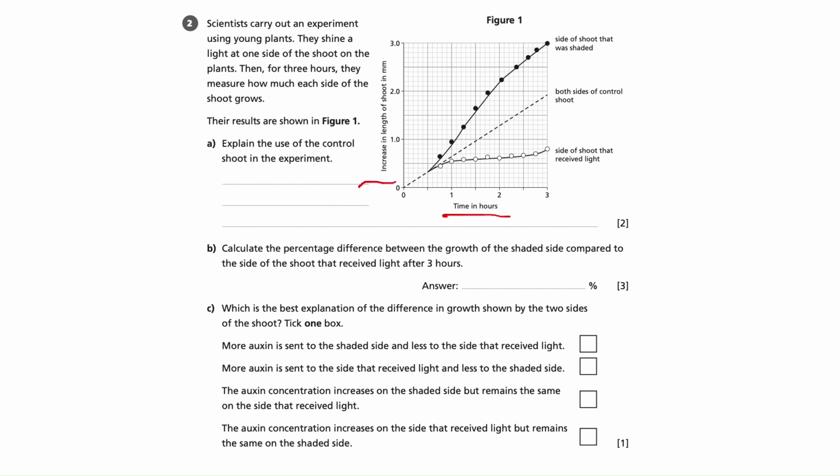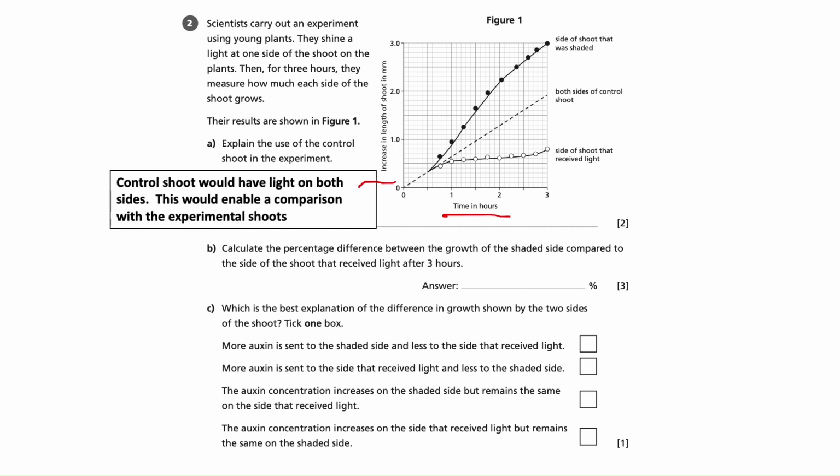Okay, let's have a look at the question parts. Part A, explain the use of the control shoot in the experiment. So controls are very, very important in experiments, aren't they? And to get the marks here, we need to be saying that the control shoot would have light on both sides. It could also say that the control shoot would have no light at all. That would also be an acceptable answer.